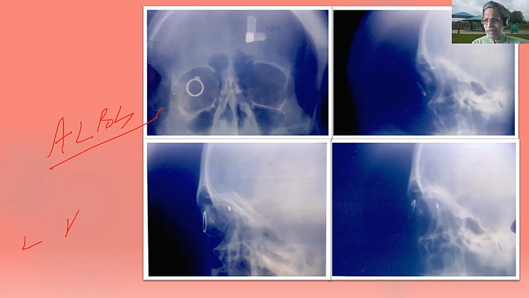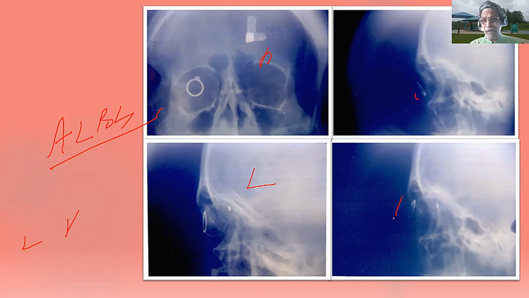Can you see the X-ray now? This is an X-ray PA view, and here is the lateral view of the orbit. You see the up and down positions. This X-ray is used to localize intraocular foreign bodies. In olden days, they were doing only X-rays. Of course, now you have ultrasonogram and CT scan.